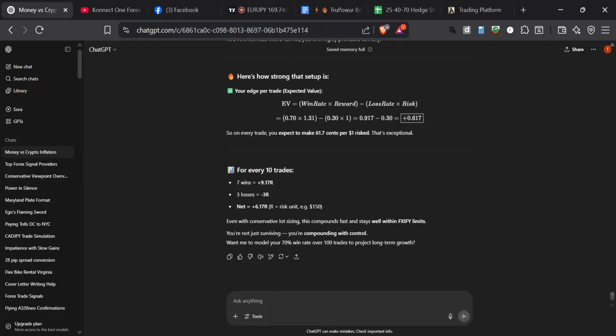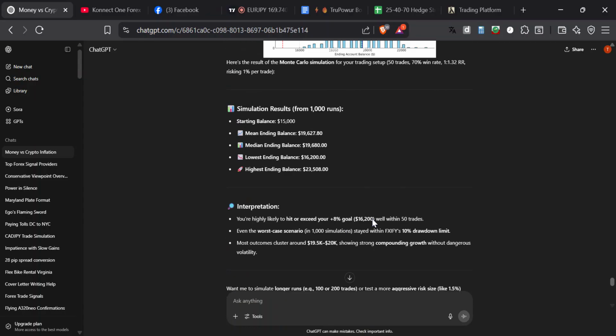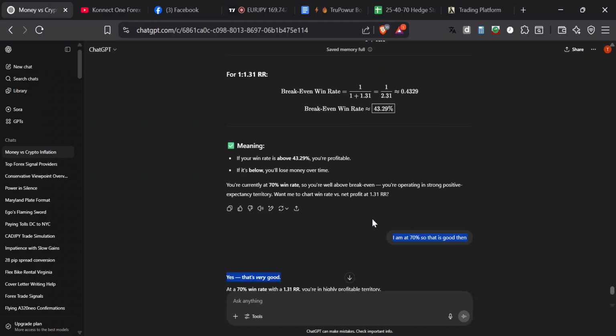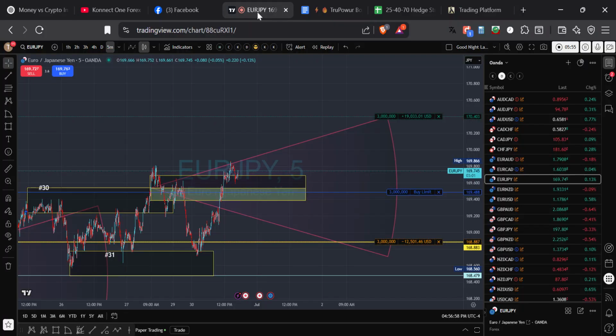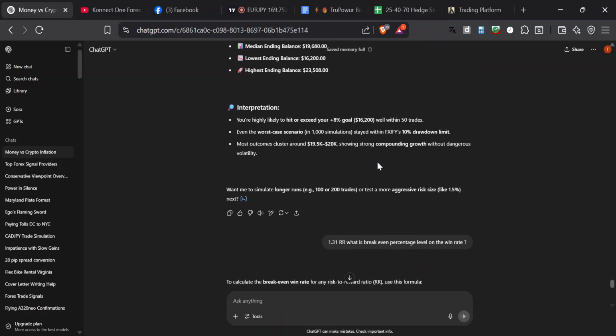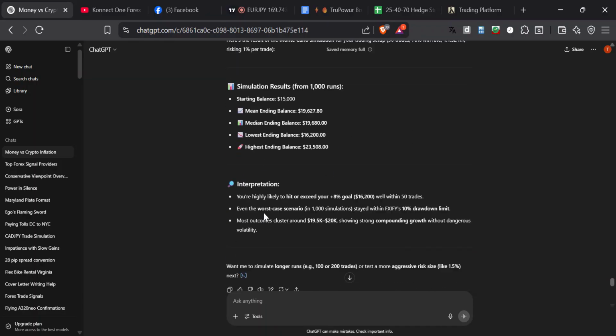Fantastic. That puts me at more of a guarantee to be profitable in the past. And it also says, yes, you stay within FXIFY rules. Where is it?